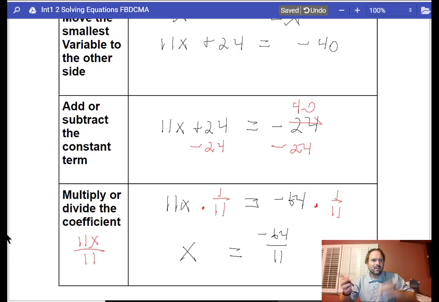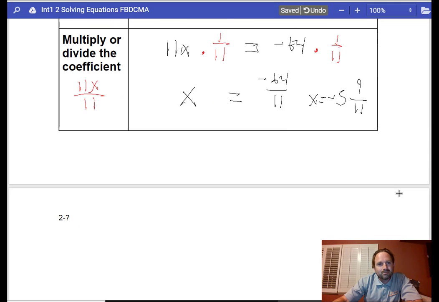Now, I'd be fine with just leaving it like that, but if you really need to, heck, we could make it a mixed number: 55 over 11 is 5, and then 5 plus 4 is 9, so 9 over 11, so this would be negative 5 and 9/11. But you could leave it as an improper fraction. That's okay. And what you'll notice now is, hey look, that's it.